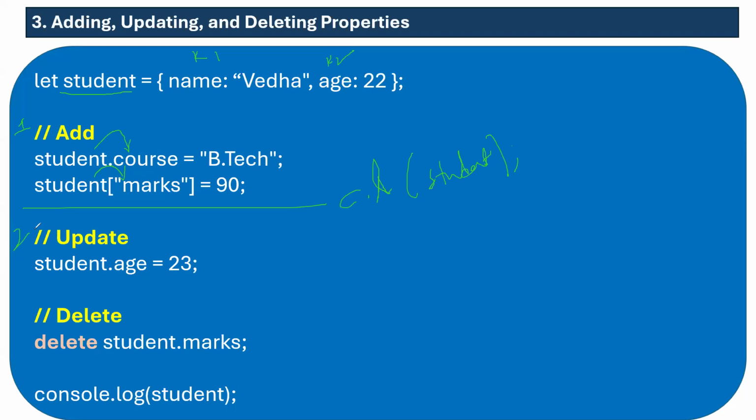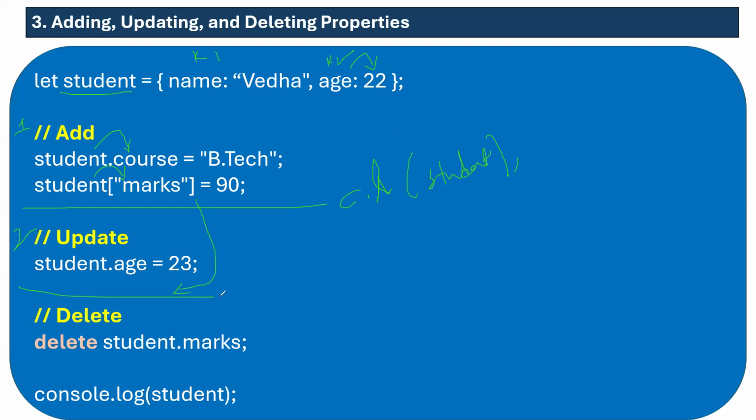Now let's talk about the second one, guys. Update. If you see the old key, age, its value is 22, right? Now I decided to update it. So the same syntax. Here also you can use array-like notation. I missed this. You can use the second one also, student of marks. You can use the same syntax. See, dot age equal to 23. A new value is updated.